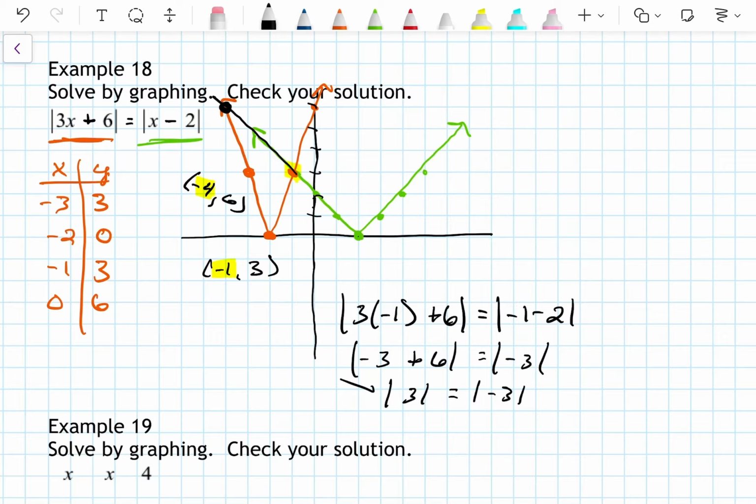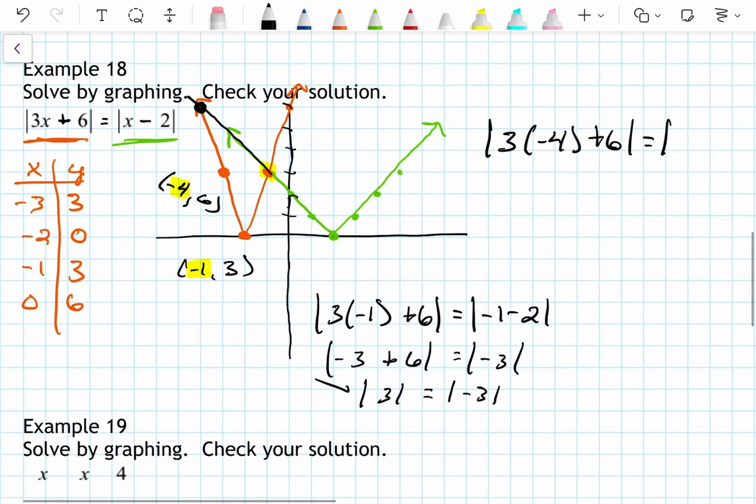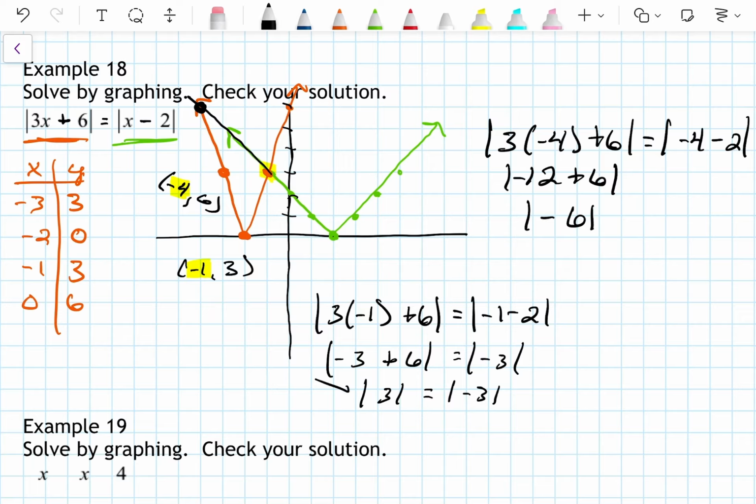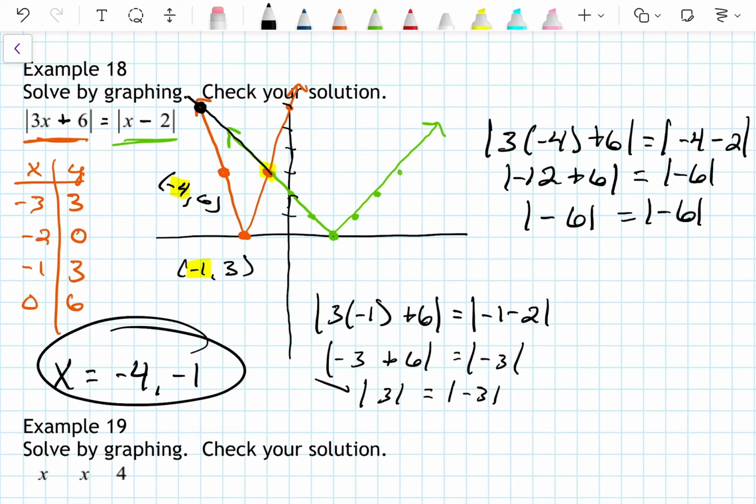To plug that back in, I'd have 3 times negative 4 plus 6. And I want to know, is that equal to the absolute value of negative 4 minus 2? 3 times negative 4 is negative 12, plus 6, and that would be negative 6. And there we have it. The absolute value of negative 6 is equal to the absolute value of negative 6. So my solutions are x equals negative 4 and negative 1. Both of those are our solutions to that.